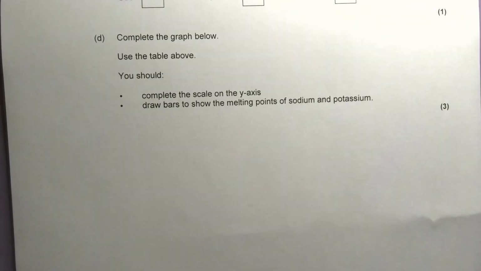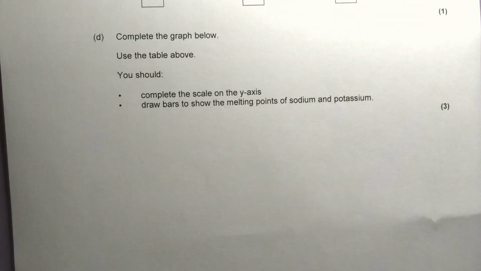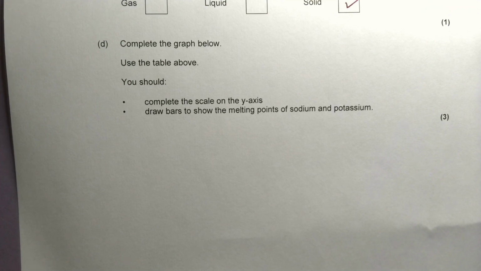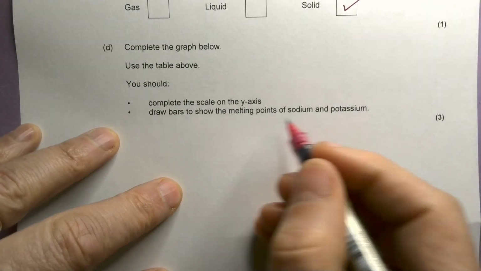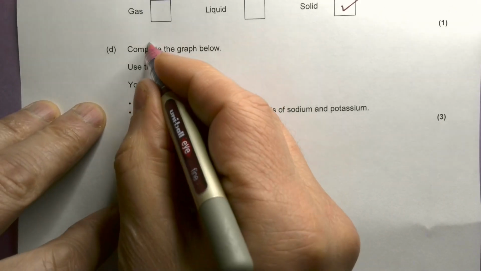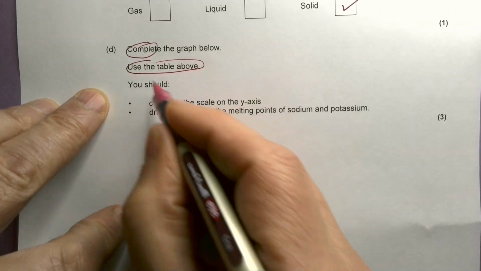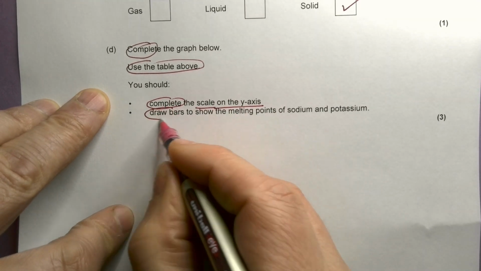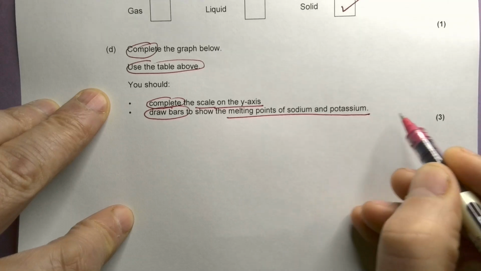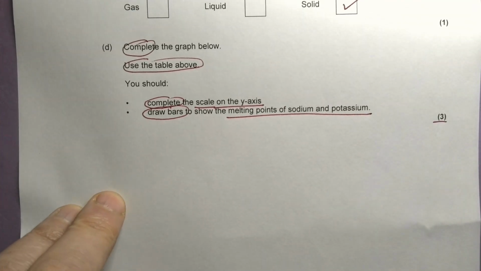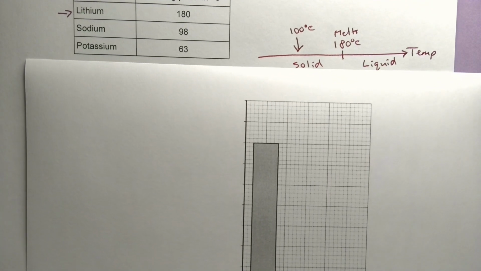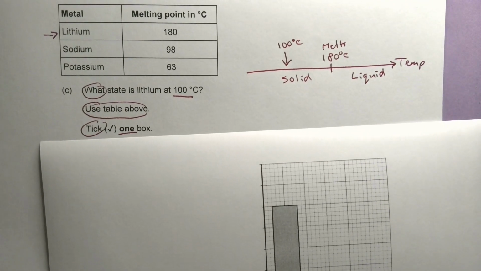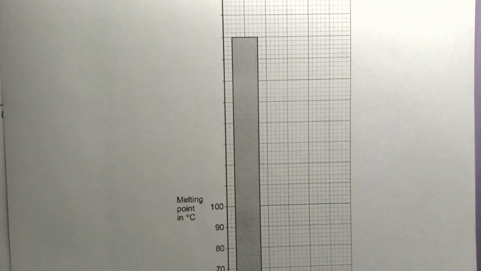Complete the graph below. Use the table above, and you should complete the scale on the y-axis and draw bars to show the melting points of sodium and potassium. Okay, so first thing, we're going to complete the graph. We're going to use the table above, and I need to complete the scale on the y-axis, and then we need to draw bars to show the melting points of sodium and potassium. So that's 3 marks. Okay, so the graph is here, so I've put this slightly different. So we're going to complete the scale first of all on the y-axis.